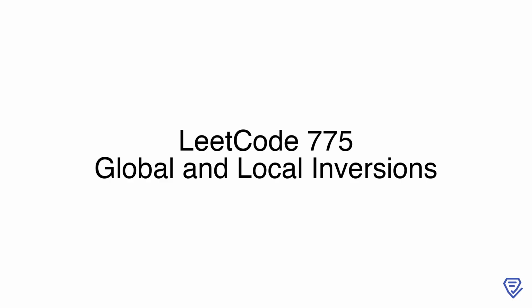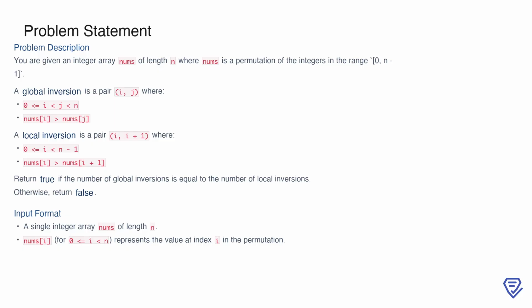Let's dive in. In this problem, we are working with an integer array nums of length n, where nums is a permutation of all the integers from 0 to n-1. The task involves two types of inversions, global and local.